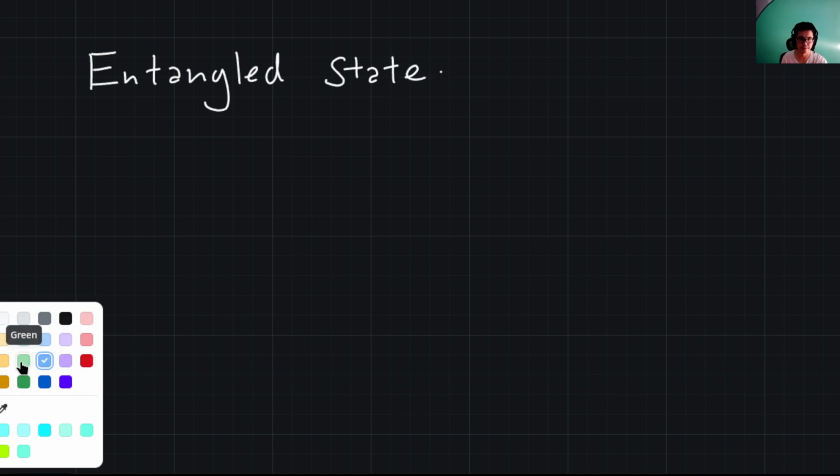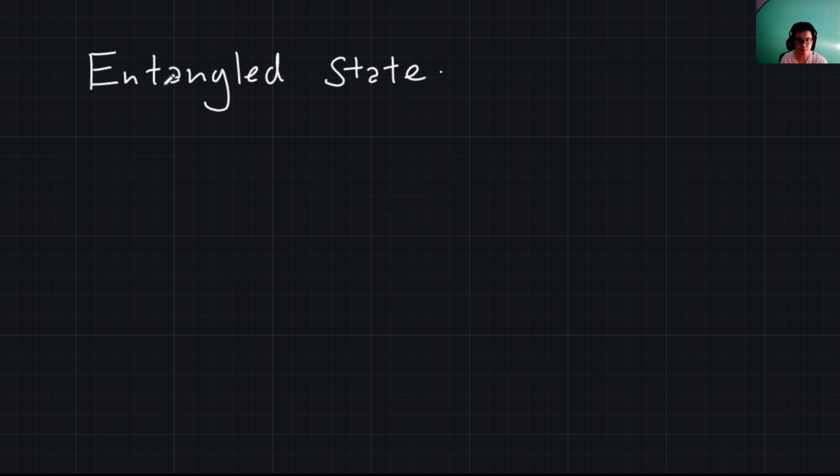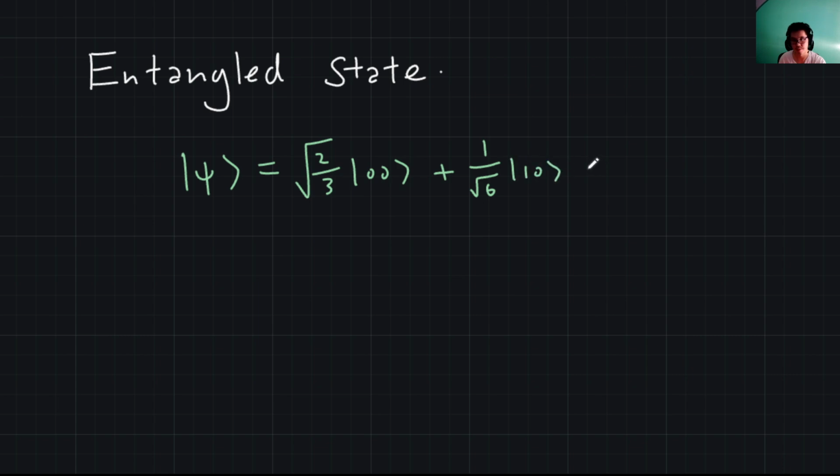So let's consider this state. We have psi is equal to, let's say, root 2/3 of |00> plus 1 over root 6 of |10> plus 1 over root 6 of |11>. So this is an example of an entangled state.